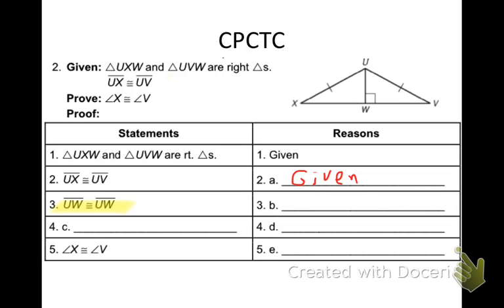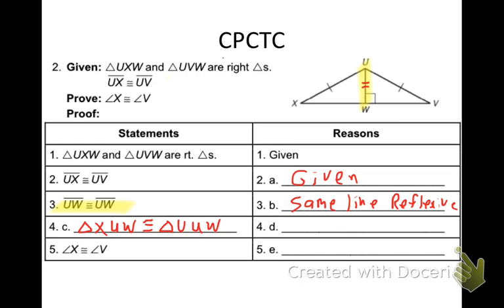It says UW is congruent to UW. How do you know it's congruent to itself? Same line, or reflexive property. Nice job. Great. So now I know, what do I know next about my triangles? Are my triangles congruent? Because it's a 90-degree angle, so I'm going to say triangle XUW is congruent to triangle VUW. And what would my reasoning be?